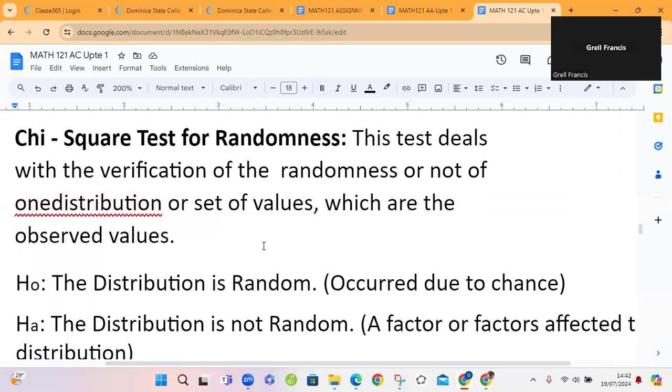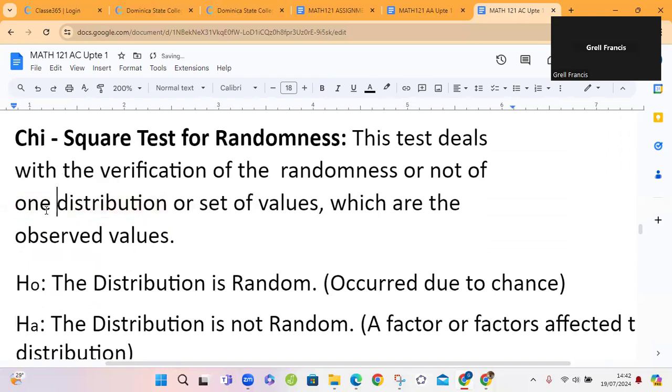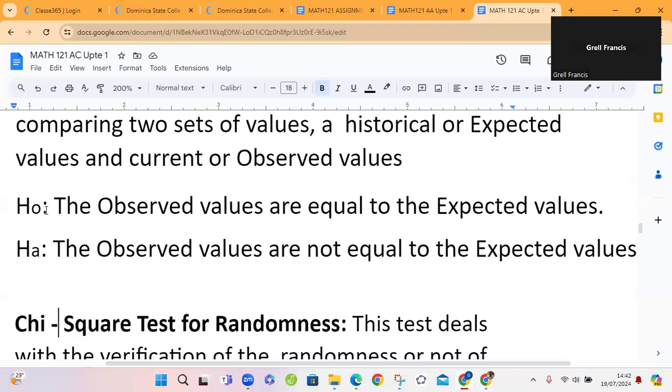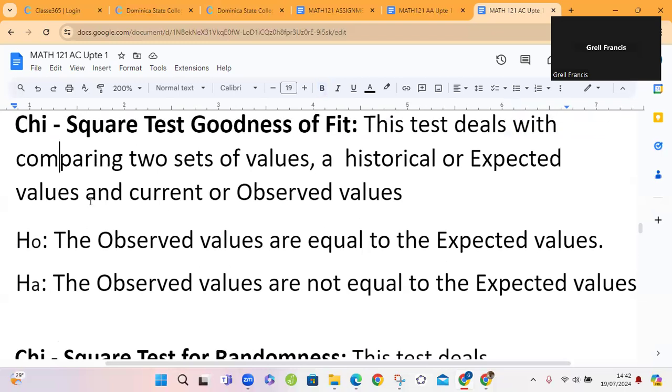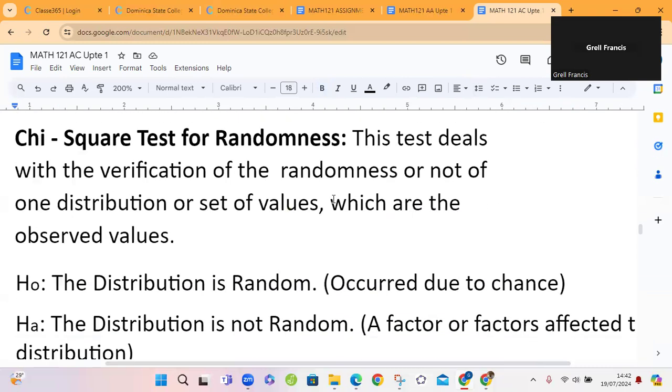Then you have a chi-square test for randomness. This test deals with the verification of the randomness or not of one distribution or a set of values, which are observed values. So you'll only be given one set of values, which will be the observed values. For the chi-square test for variation, you'll be given two sets of values. So the historical will be the expected value, and the current will be the observed values. But for the chi-square test for randomness, you'll be given one set of values, which will be the observed values.